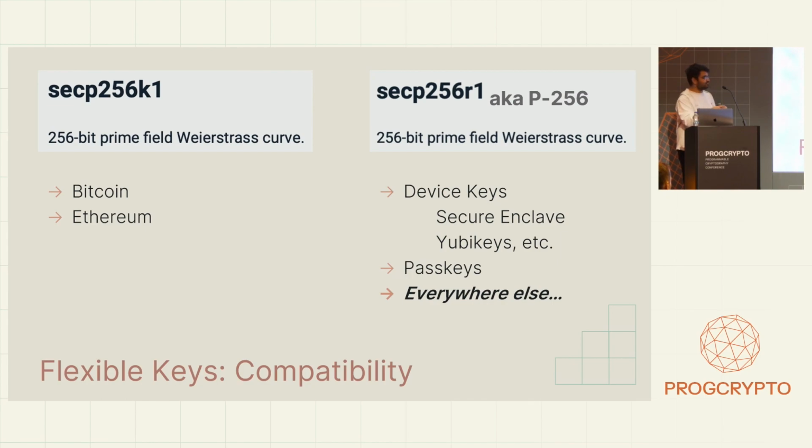So device keys, passkeys, and pretty much everything else where you see ECDSA in web browsers depends on the usage of P256 signatures. So natively, Ethereum only supports secp256k1, but with account abstraction, we can have arbitrary verification logic, and that means we can have verification logic for P256 signatures and device keys and passkeys. So let's talk a little bit more about that.